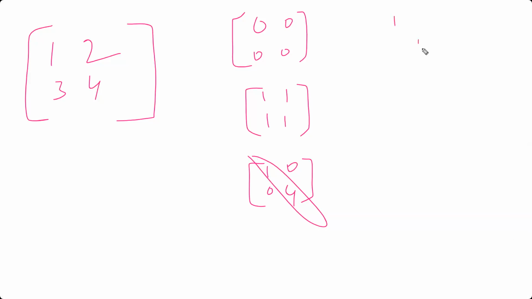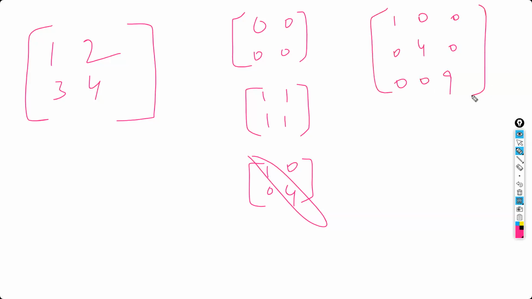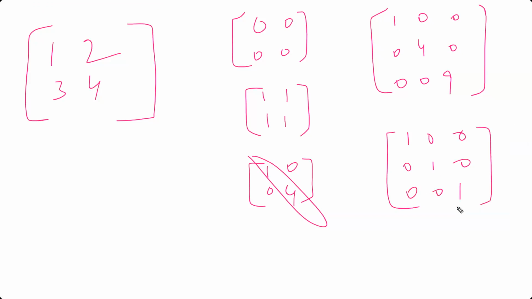For example, 1, 4, 9, and all the remaining values are 0. Then this matrix is called a diagonal matrix. If all the diagonal values are equal to 1, and at the same time the remaining values are 0, it is basically a diagonal matrix with diagonal values of 1, and that is called an identity matrix. A diagonal matrix with different values is simply a diagonal matrix; with all values 1, it is an identity matrix.